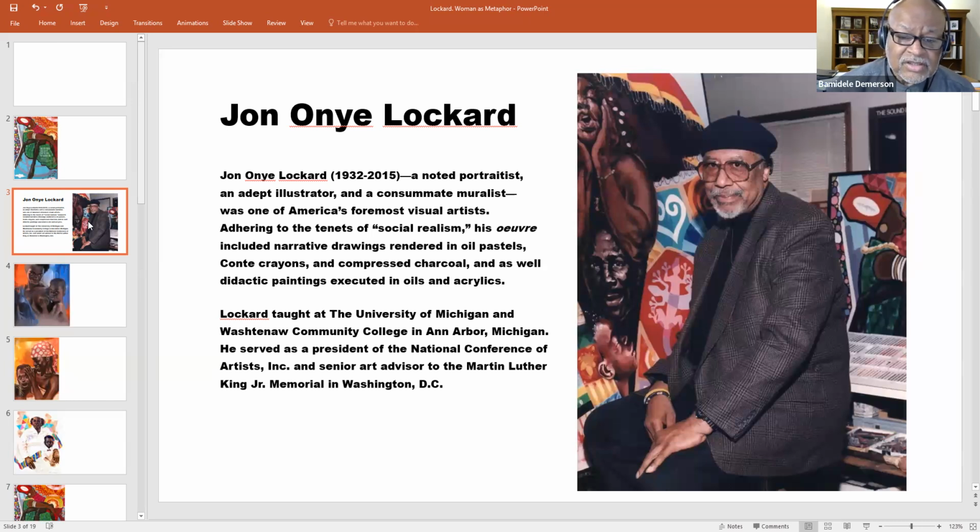He adhered to the tenets of social realism, and his body of works included narrative drawings rendered in oil, pastels, Conte crayons, and compressed charcoal, as well as didactic paintings executed in oils and acrylics. Lockhart taught at the University of Michigan in Ann Arbor and Washtenaw Community College in that same city. He served as president of the National Conference of Artists, as well as senior advisor to the Martin Luther King Jr. Memorial, which is in Washington, D.C.